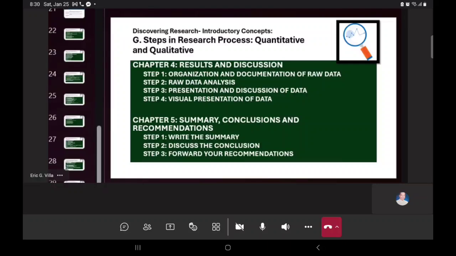This qualitative approach maintains focus on depth, meaning, and interpretation throughout the results and conclusion phases, emphasizing the importance of context and multiple perspectives in understanding such complex phenomena.